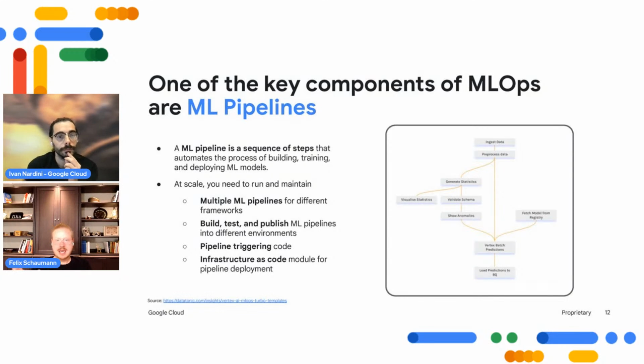So all of this can be a machine learning pipeline, but overall, of course, that also depends on your specific machine learning use case. At scale, you actually need to run and maintain those pipelines. So that means this is not a single pipeline you will need to take care of. There will actually be multiple machine learning pipelines, depending on your use case, but also maybe depending on the machine learning framework you're using, whether this is scikit-learn, XGBoost, TensorFlow, PyTorch, and so on.